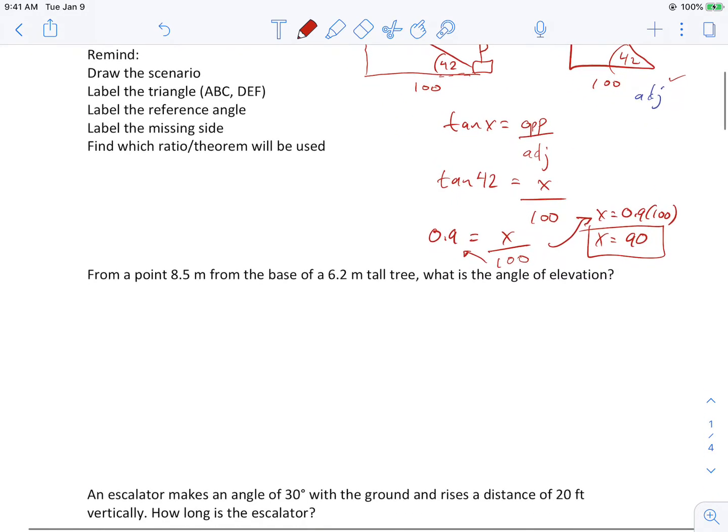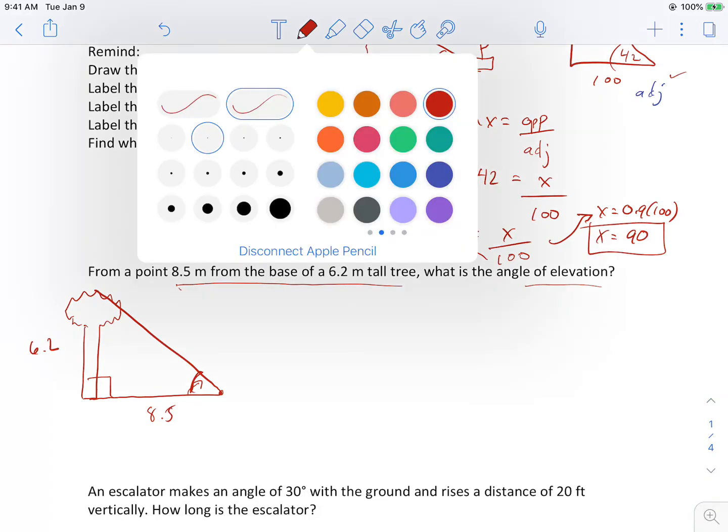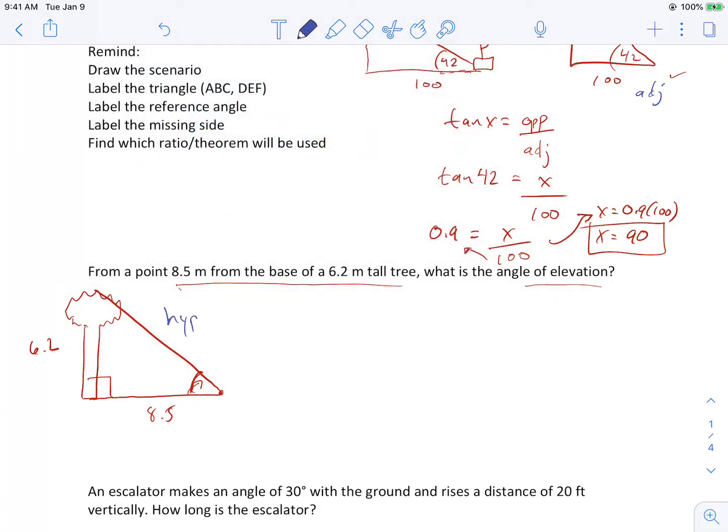Perfect. Next, from a point 8.5 meters from the base of a tall tree. So if here's my tree, and it says the tree is 6.2 meters tall, and then we have a point that is 8.5 meters from it. It says, what is the angle of elevation? From this point here, the angle of elevation is going to be whatever that angle is in there. Okay? So here's my triangle. Here's my angle of interest. What do I have here? Well, let's start by labeling everything. So here's my hypotenuse. From this angle, here's my opposite, and here's my adjacent.